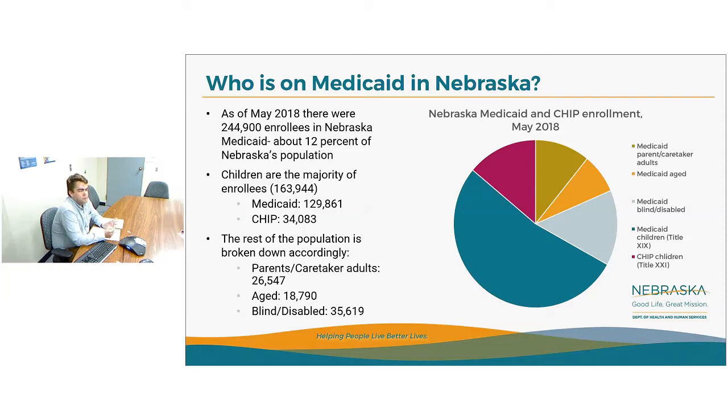Children make up the majority of our enrollees. You can see here on the pie chart, the dark blue and the reddish pink are just children, so about 2/3 of our enrollees are children. They're broken down into Medicaid and CHIP, as you can see there with those figures. And the rest, the last third, is broken into parents, adults, the aged, and the blind and disabled. So there's all the numbers there, and that's our most recent enrollment figures.